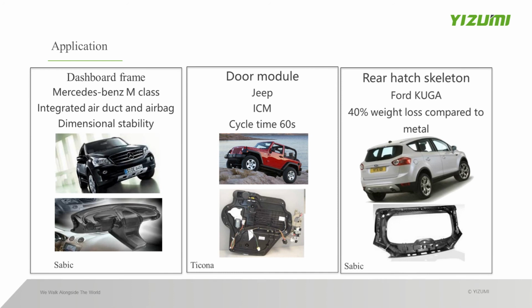And for the dashboard framing, we focus on dimension stability. For the door moldings, we also focus on dimension stability, and we want short cycle times. For the rear heat structures, we want to compare with metal if we use plastic. For the front frames, it needs to be installed in the structure of instrument panels, which requires high stiffness. And for this one, we want high stiffness and dimension stability.